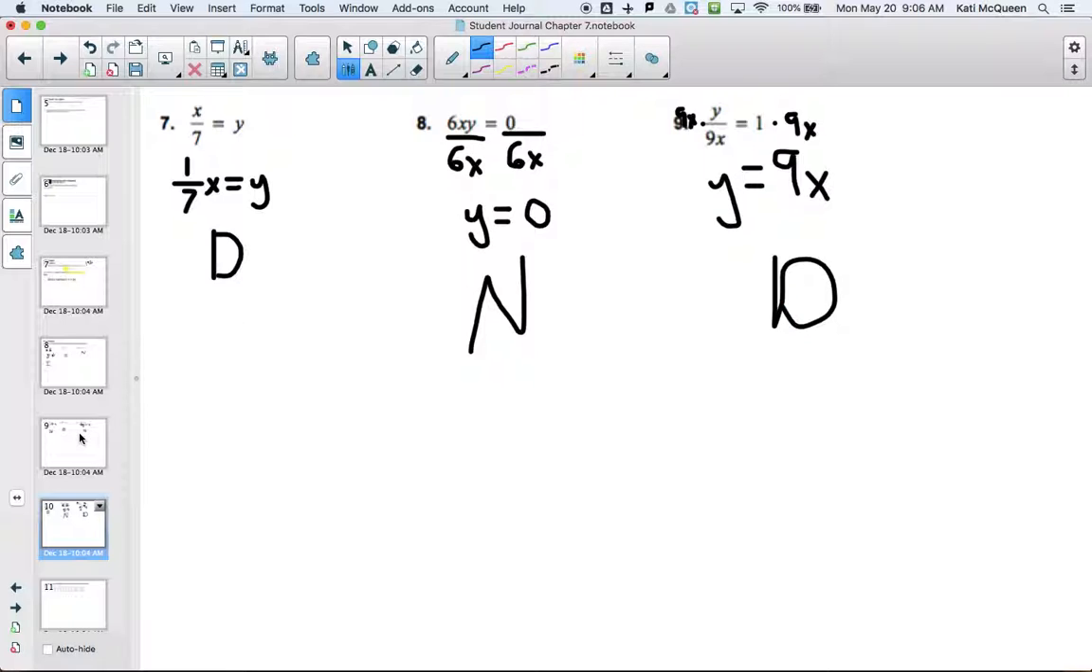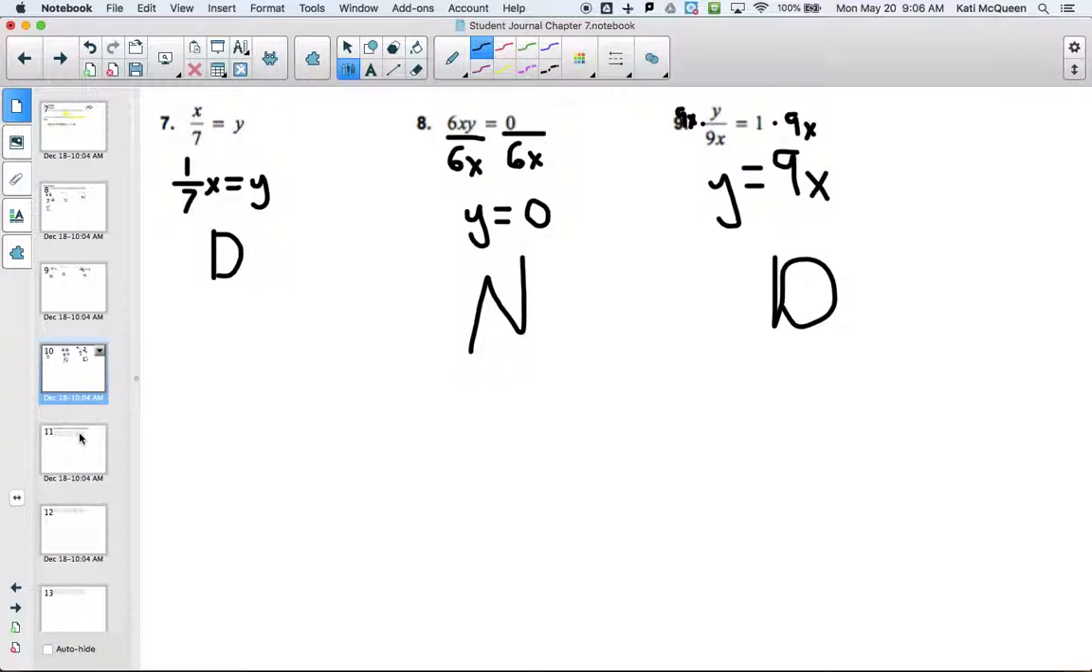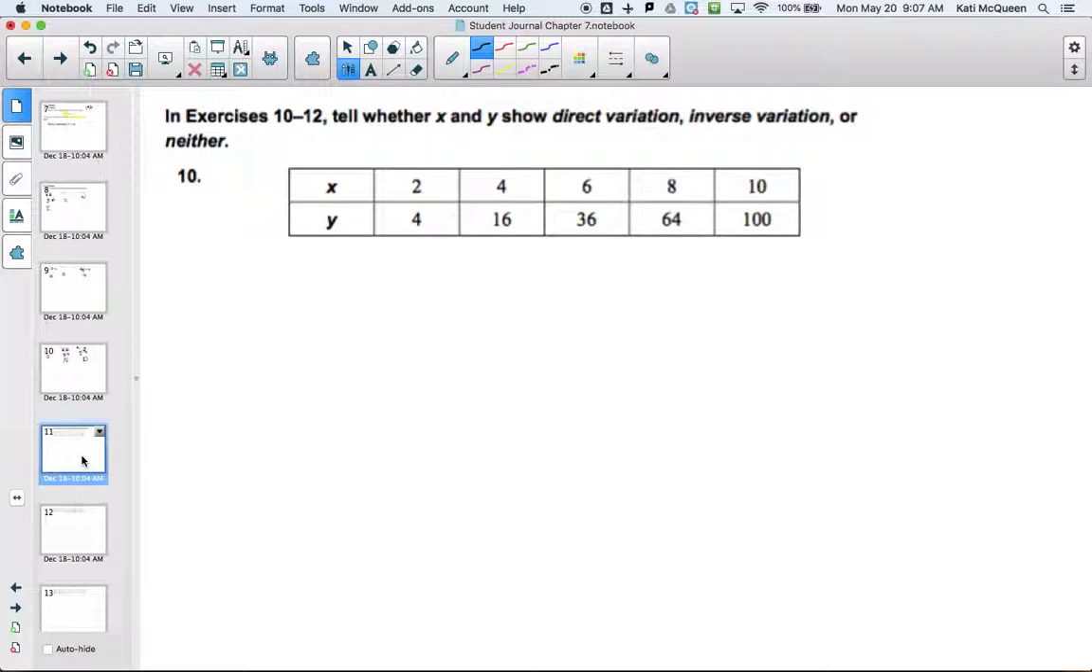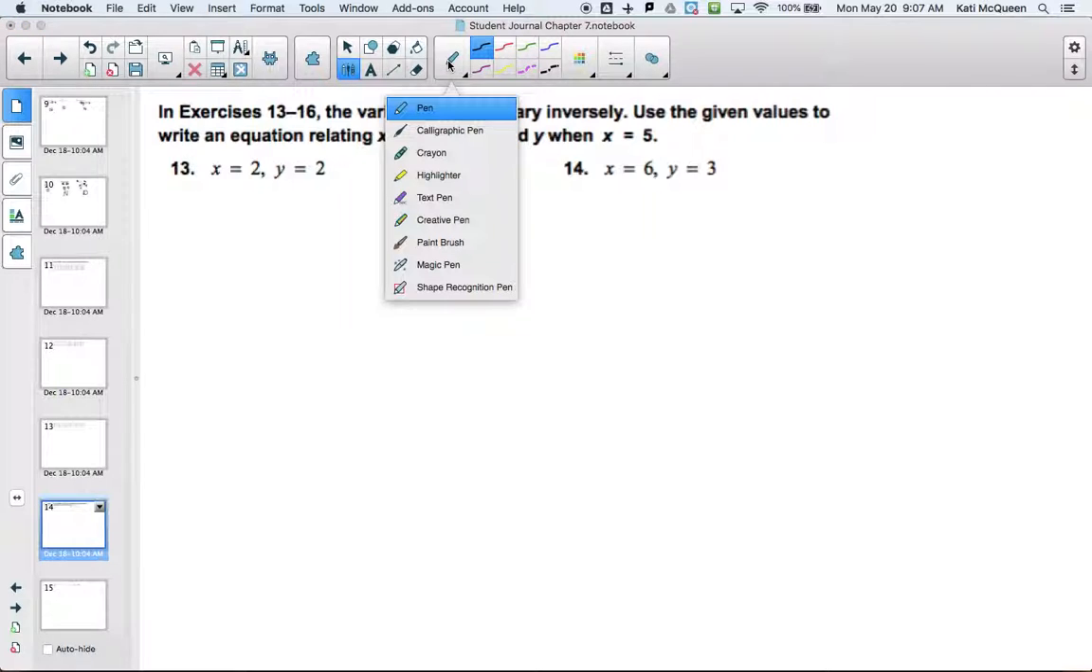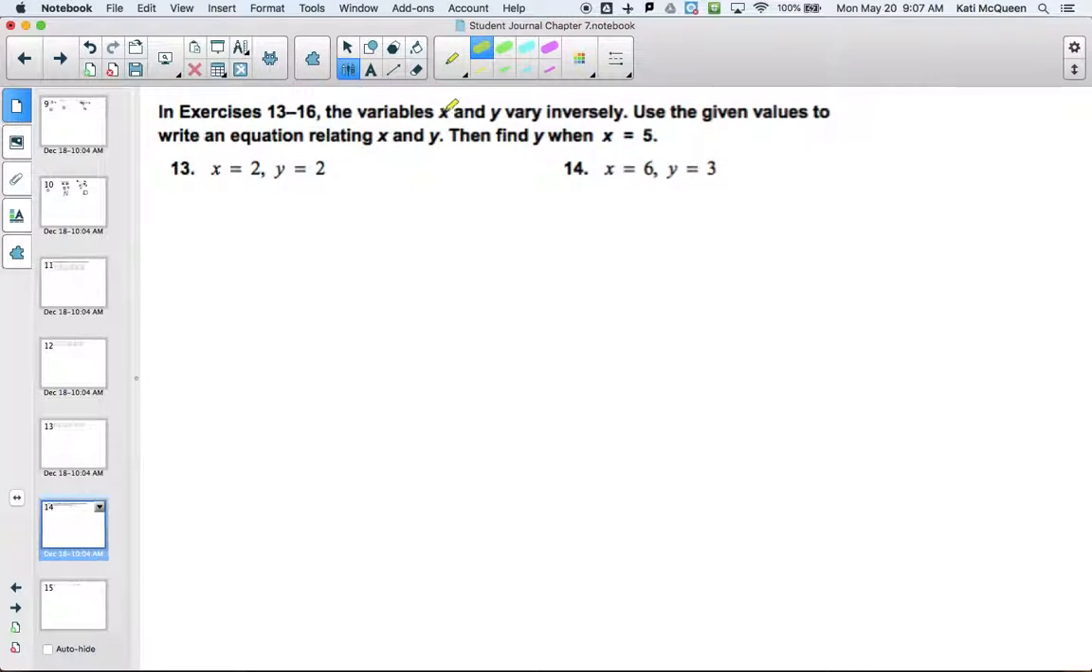Okay, so we're going to keep moving along here. We're going to go on the next page. We're not going to do 10 through 12. We're going to jump to number 13 then. Okay, this is kind of what we're really focusing on today then. Okay, so they are telling us the variables x and y vary inversely. Use the given values to write an equation relating x and y, then find y when x equals 5.